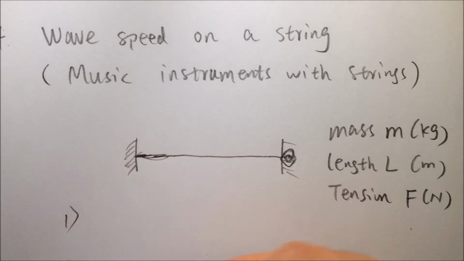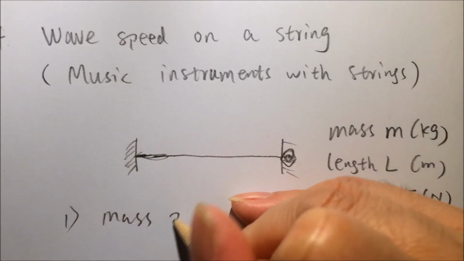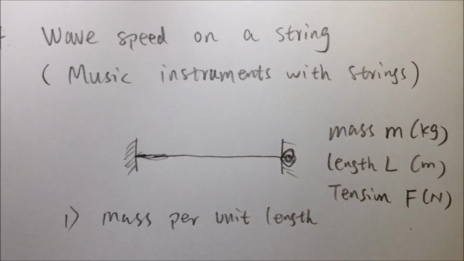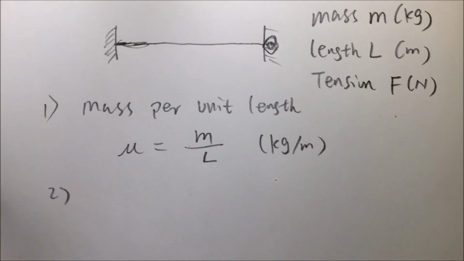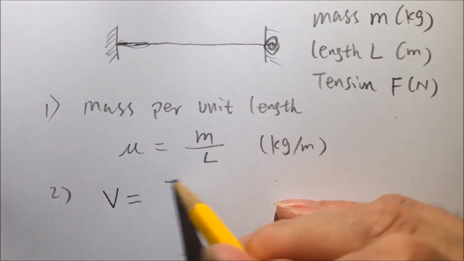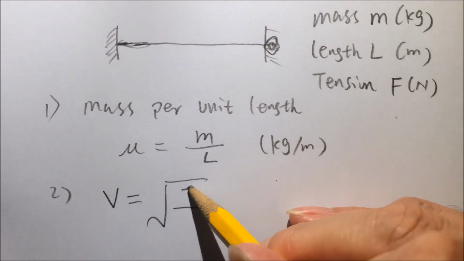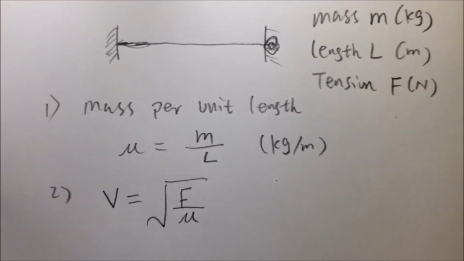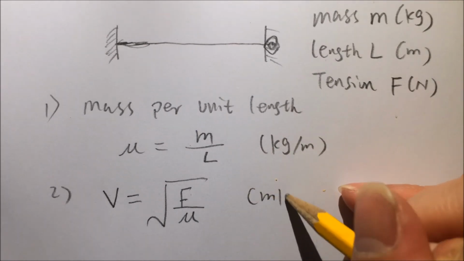The first, you need to find out the mass per unit length for that string. It's mu equal to the mass over the length. So it has unit kilogram per meter. And then second, you are able to find out the wave speed by the square root of the tension force over the mass per unit length, mu. Of course, that is meter per second.